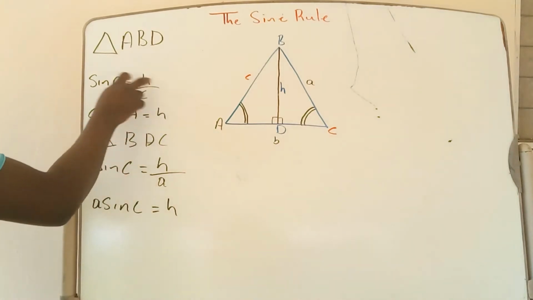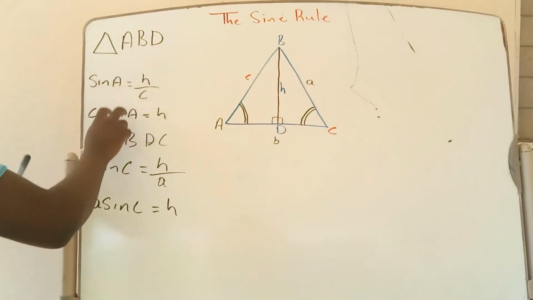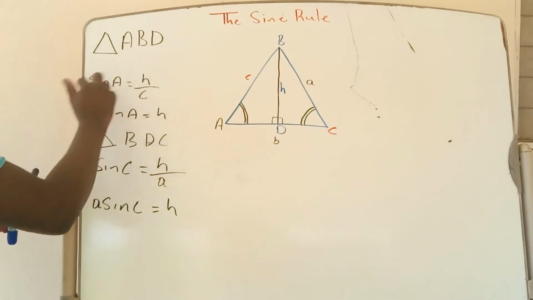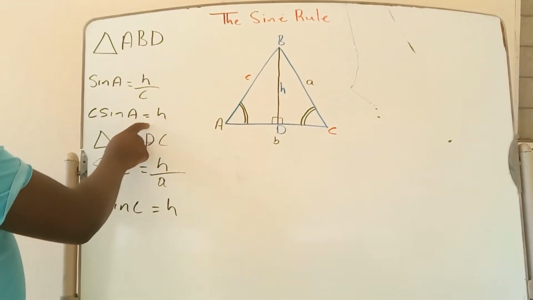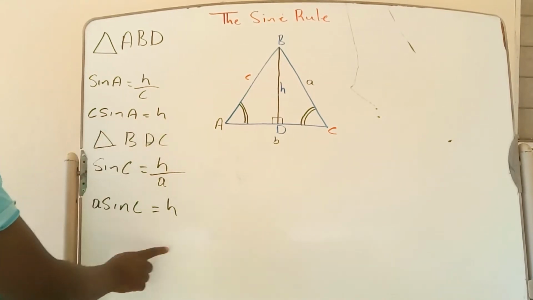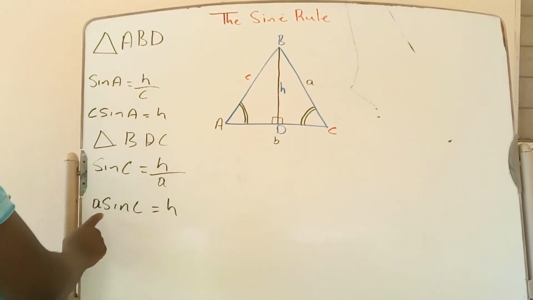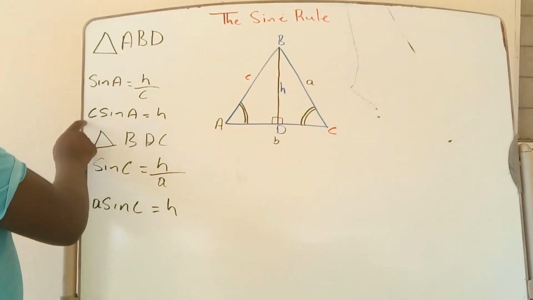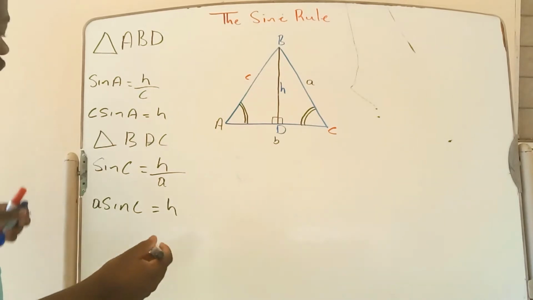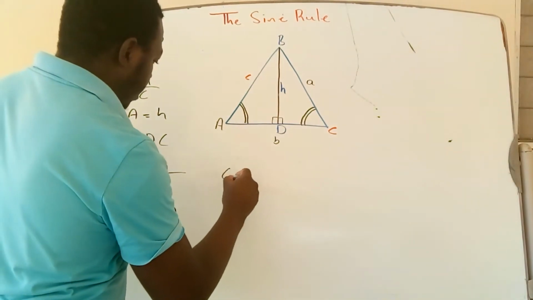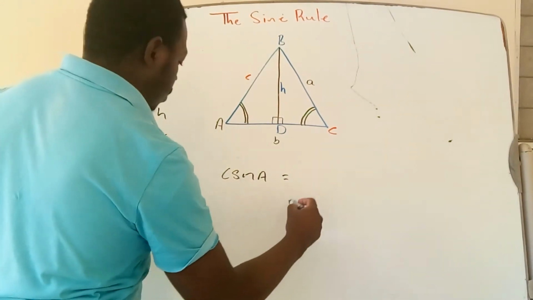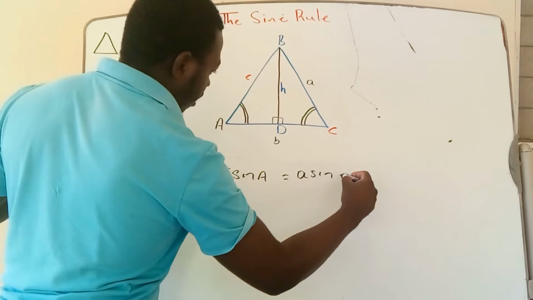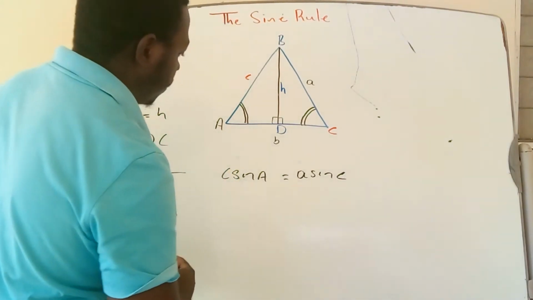So now we have both of these trigonometric equations in terms of h, right? But what does this mean? If h is equal to c sine a, and h here is equal to a sine c, that means a sine c is equal to c sine a. So we can write that, right? So we know that c sine of a is therefore equal to a sine of c, right?